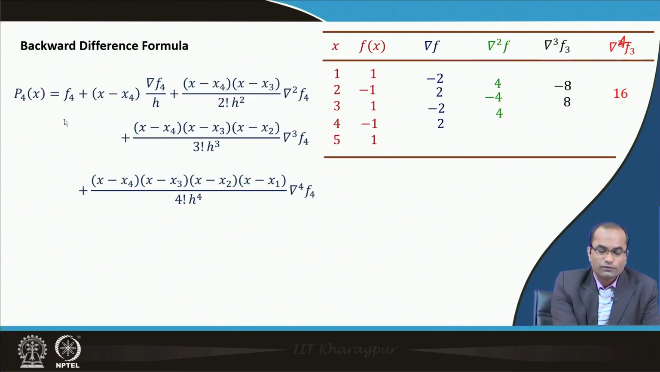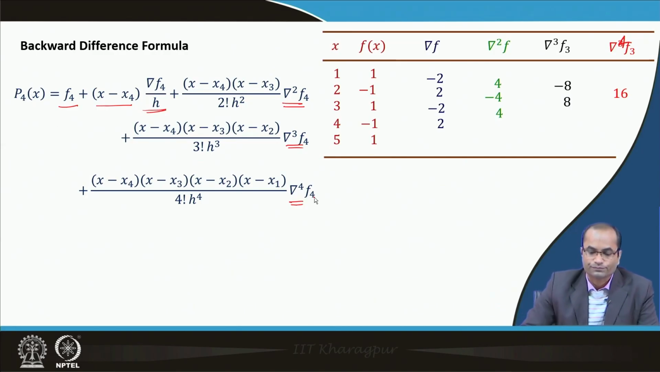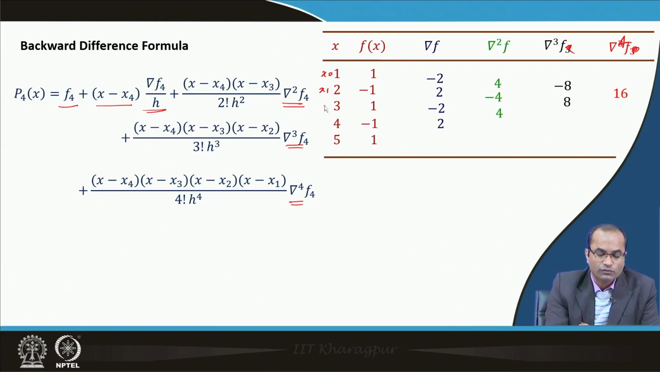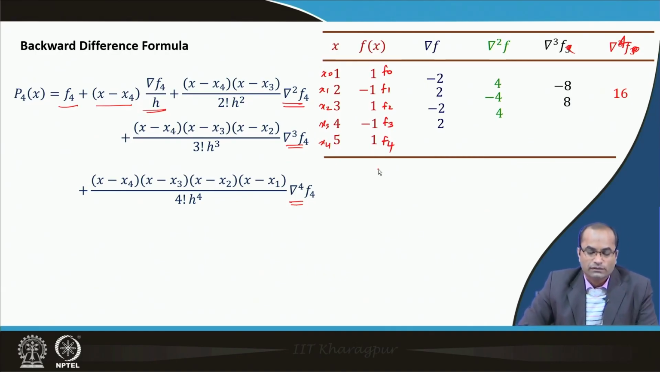So, the backward difference formula will start from f4. We have f4, x minus x4 and delta f4, then we have delta 2 f4, delta 3 f4 and delta 4 f4. So, what we are getting now, you can substitute all these. This is x0 here, this is x1, this is x2, this is x3 and this is x4. Correspondingly, here we have f0, f1, f2, f3 and f4, and these are the other differences.